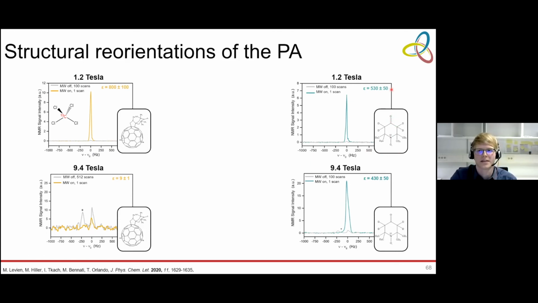Here we get an enhancement of 500 at 1.2, but only 400 and still 400 at 9.4 Tesla. So that was a bit puzzling to us. Why is that? In order to find out, we performed an MD study. We put both the small nitroxide and the large nitroxide into a bath of chloroform and looked at whether we can identify molecular motion or structural reorientations that could have an impact on this.